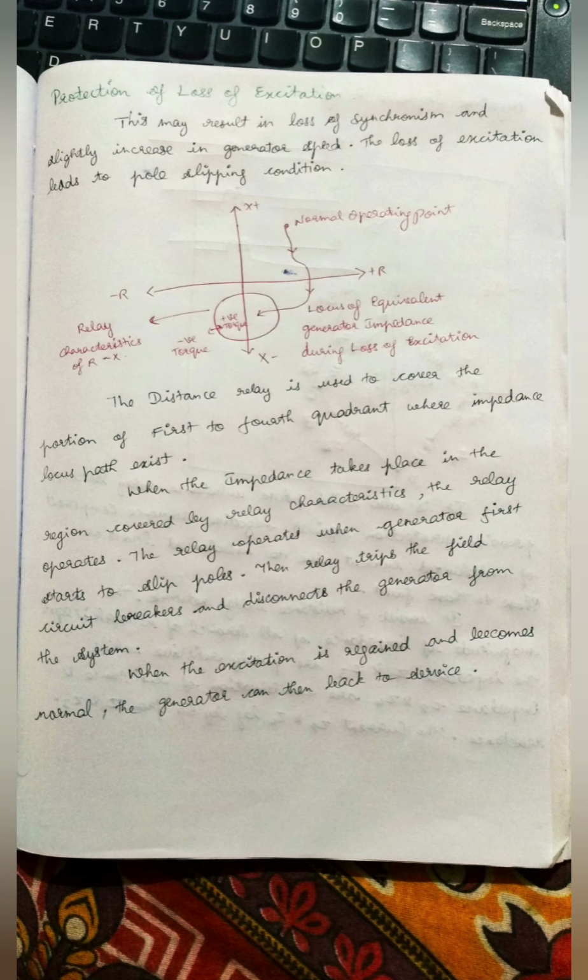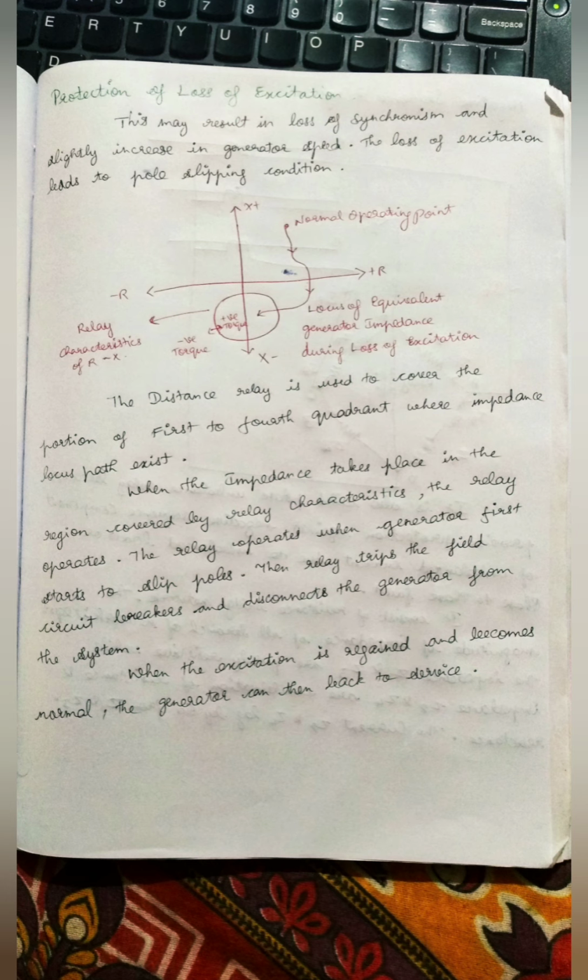In the graph we can easily understand the reactance and impedance plot. The normal point of the graph is in the first quadrant and the fault occurring area is in the fourth quadrant. The distance relay is used for covering this portion of the first to fourth quadrants where the impedance locus point exists. When the impedance falls in the region covered by the relay characteristics, the relay operates.